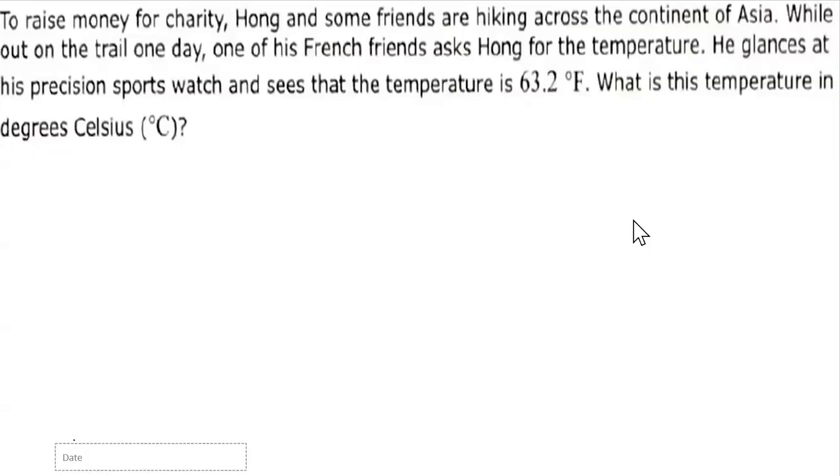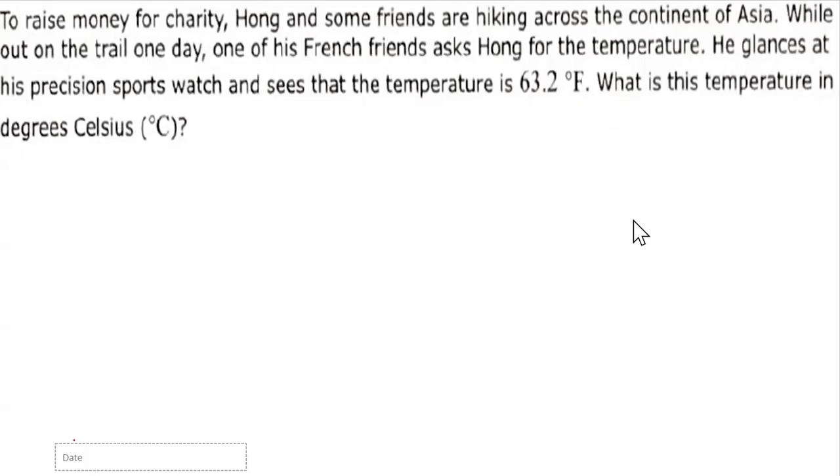Okay, it says to raise money for a charity, Hong and some friends are hiking across the continent of Asia. While out on the trail one day, one of his friends asks Hong for the temperature. He glances at his precision sports watch and sees that the temperature is 63.2 degrees Fahrenheit. What is the temperature in degrees Celsius?